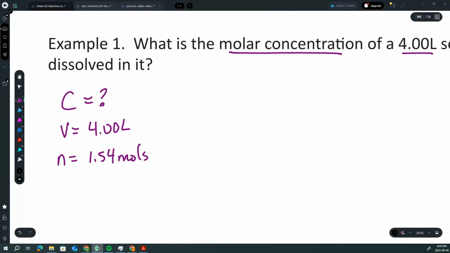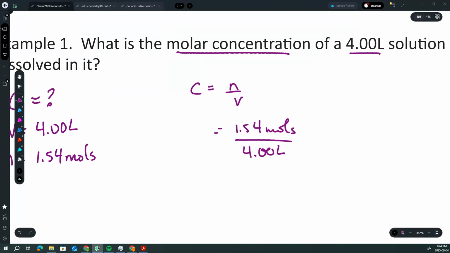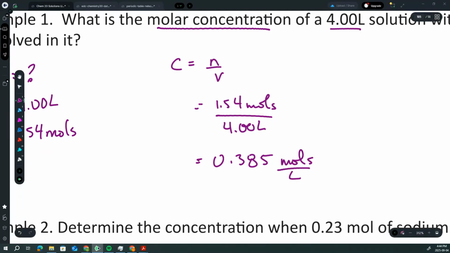All right, so now that we have our list of givens, we're going to write out our formula and then plug in our numbers. So we have 1.54 moles divided by 4 liters. And when we divide those two numbers, we're going to get 0.385 moles per liter. The reason why it's moles per liter is because no units canceled out here. So that's why I'm getting that for units.